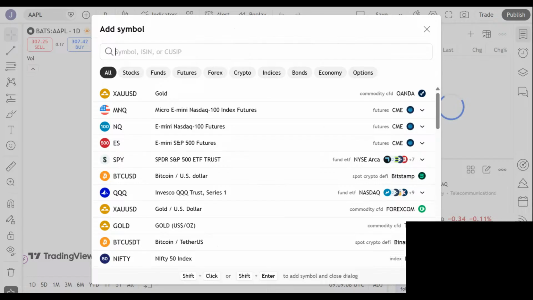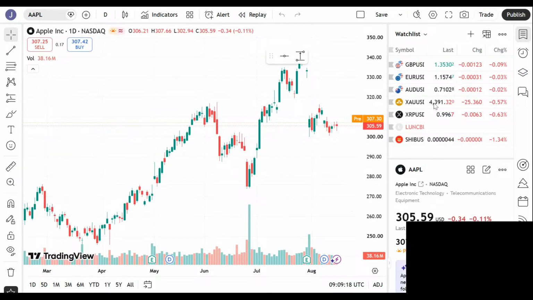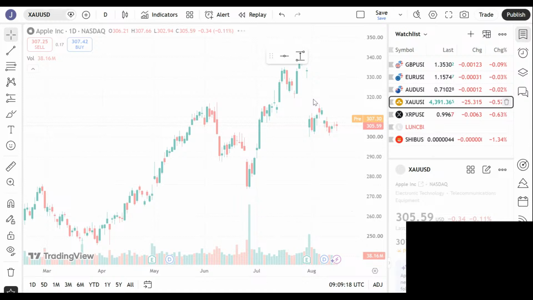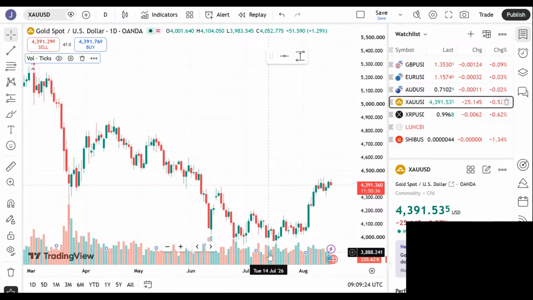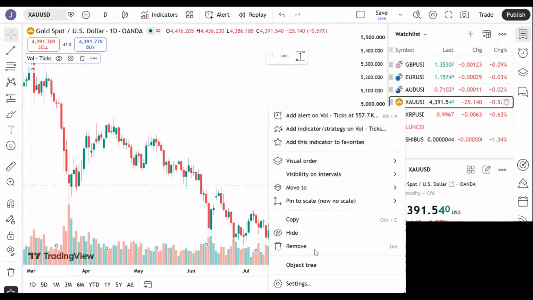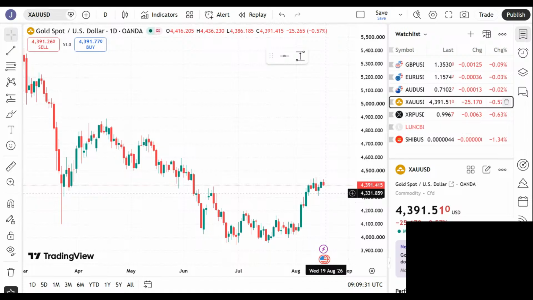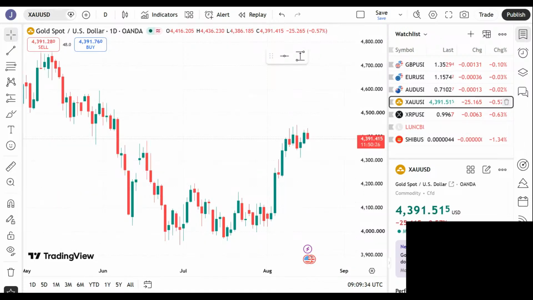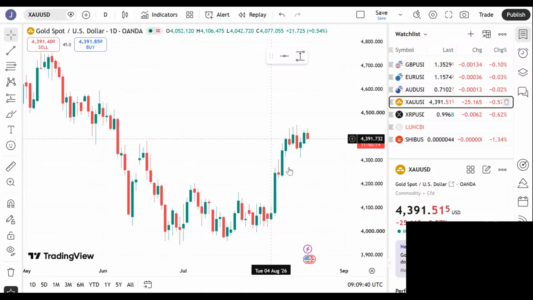So at this moment, let's analyze gold. Currently gold is trading, right? If you look at the trend, we are still looking at the daily time frame. You know that gold is still bullish.